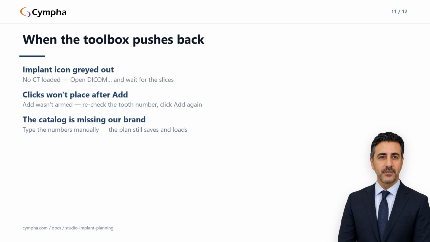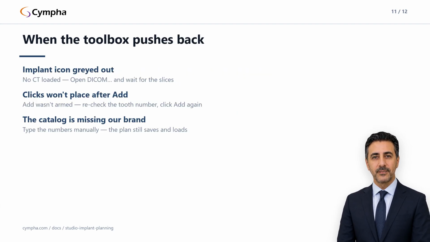Third, the catalog is missing a brand your practice uses. Type the numeric fields manually: diameter, length, apical. The plan still saves and loads perfectly. The only thing you lose is the catalog identifier. And if you believe the brand genuinely should be there, file feedback through Cympha because the catalog is updated periodically.